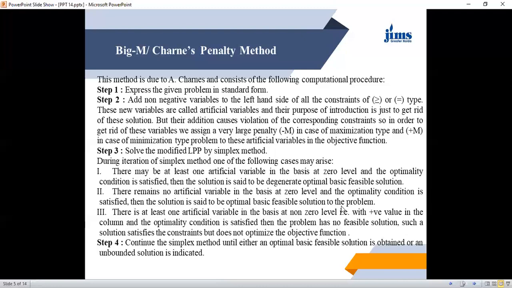So this solution procedure will require us to continue this simplex method until either an optimal basic feasible solution is obtained or you get an unbounded solution.